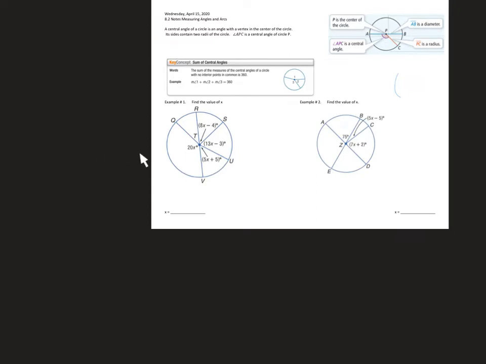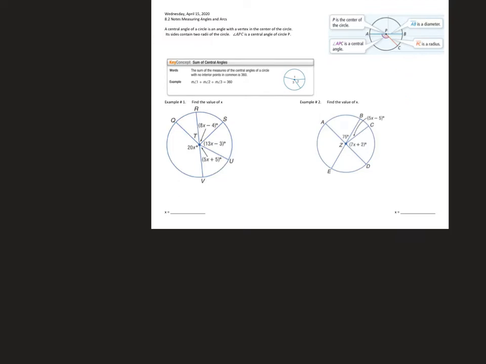The sum of central angles. The sum of the measures of the central angles of a circle with no interior points in common is 360 degrees. So here, angle 1 plus angle 2 plus angle 3 will add up to be 360 degrees. Remember, all the angles of a circle will add up to be 360 degrees.